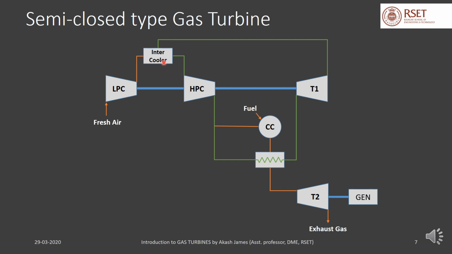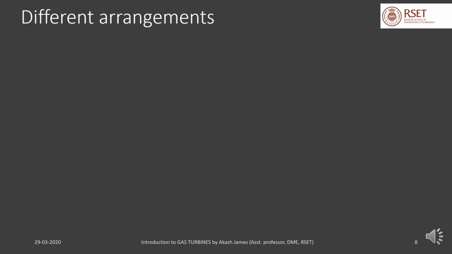So the air that is passing through this circuit, shown in green, completes a closed cycle, whereas the air that is passing through this circuit, shown in orange, is undergoing an open cycle. So this cycle is neither completely open nor completely closed. This is called a semi-closed type gas turbine power plant. The open and closed cycles that we have seen are what we call a simple cycle.